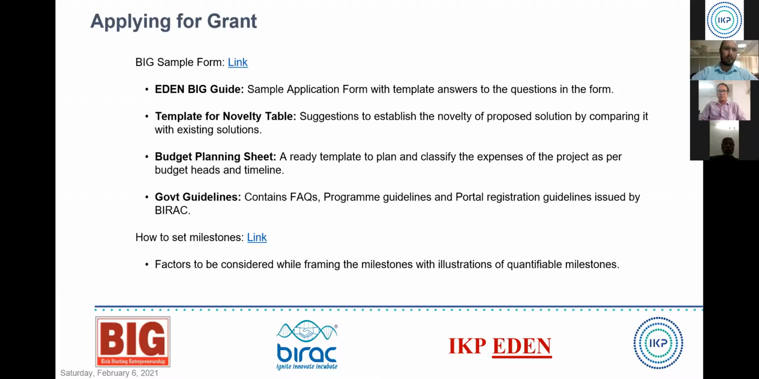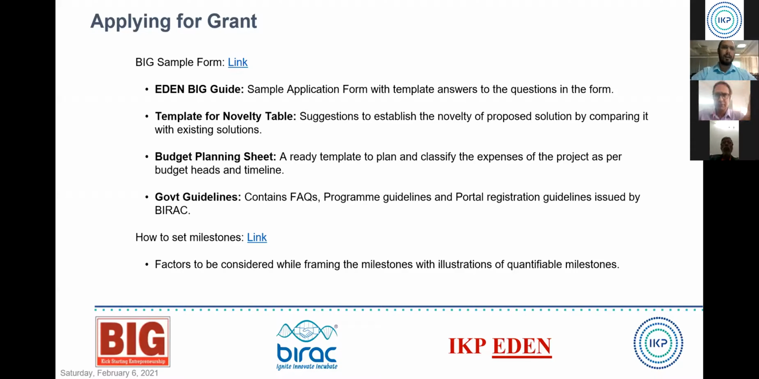So the first one is the BIG guide. This is the same as the application form that you fill while applying for the BIG grant. It guides you about how to answer the questions which are there. For example, proposal summary: how do you structure your answer? How do you introduce the problem statement, and the solution that you have for it? What is your value proposition? And again, substantiate it with data to establish that the problem that you're solving is big enough.